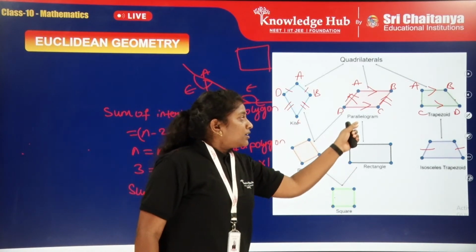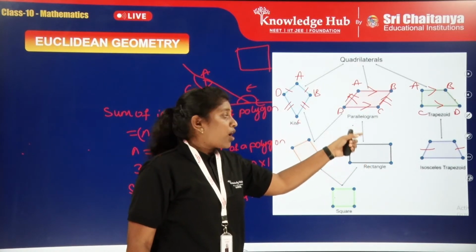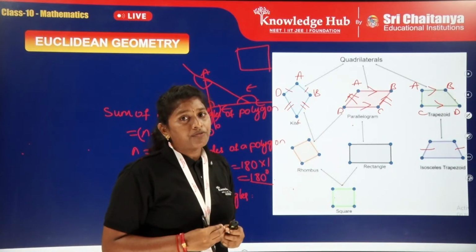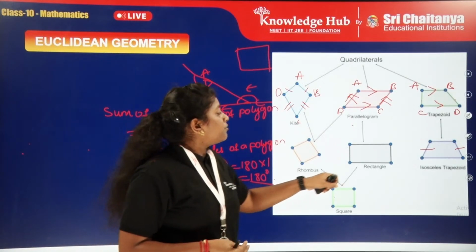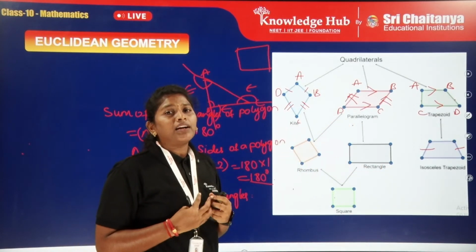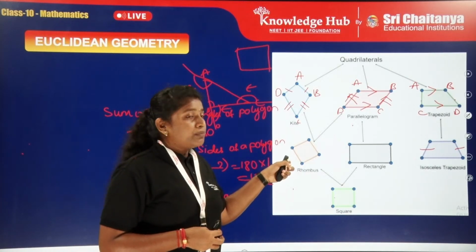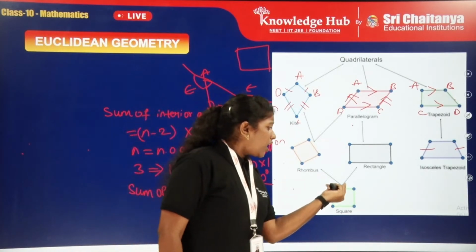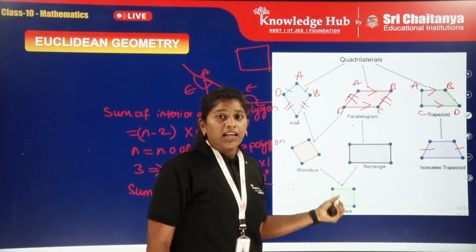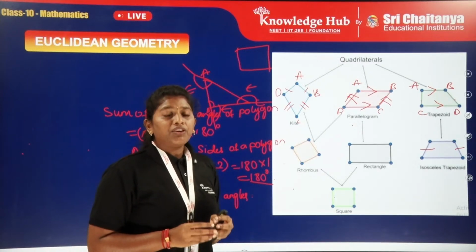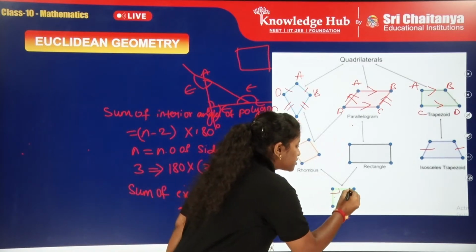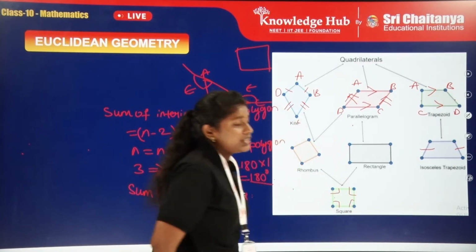Moving to the next, the parallelogram is further classified as the rectangle. How can we get the rectangle from the parallelogram? If you make the opposite sides of a parallelogram equal, then we get the rectangle. And if you make all sides of a parallelogram equal, then it will be your rhombus. Now if you take the combination of the rhombus and rectangle, you will get your square.